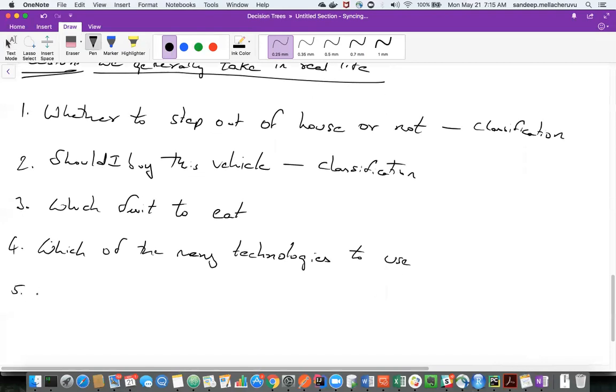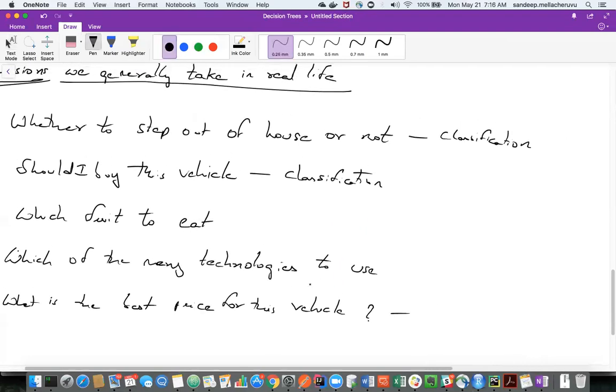what is the best price for this vehicle? What would it be? I saw some vehicle, whether it is a first buy or second buy, I don't care. But I saw some vehicle, and I'm thinking, what is the best price I can pay for this vehicle? What would it be? The data is continuous. The technique will be regression only. Regression.